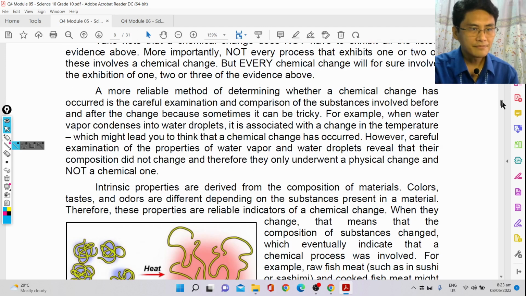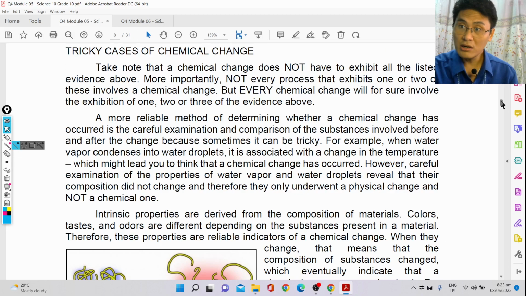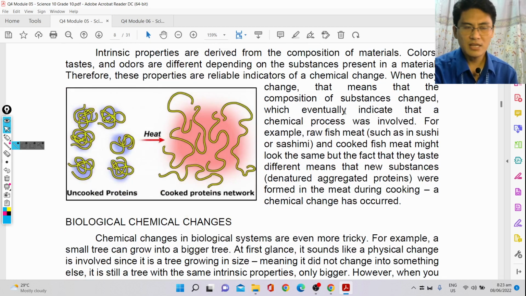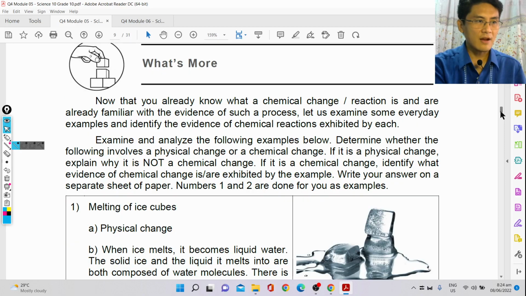And again, what were the tricky cases of chemical change? Number one, I gave you an example. Water, for example, condensing. Anything that involves phase changes is just a physical change. And then cooking is one that is kind of tricky. Some people would try to think that it's a physical change because after all, it's just fish. And then most biological changes, like you growing, or a tree growing, a plant growing, those most probably are chemical changes, right? So that's the idea there.